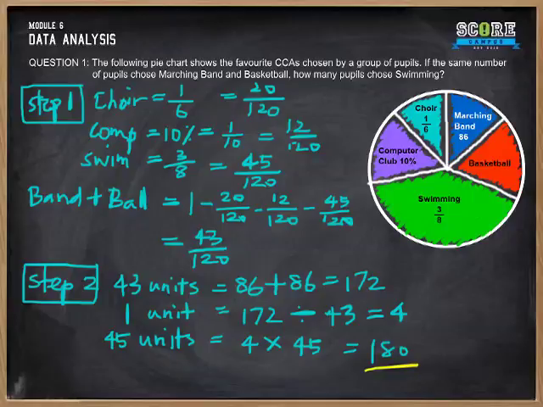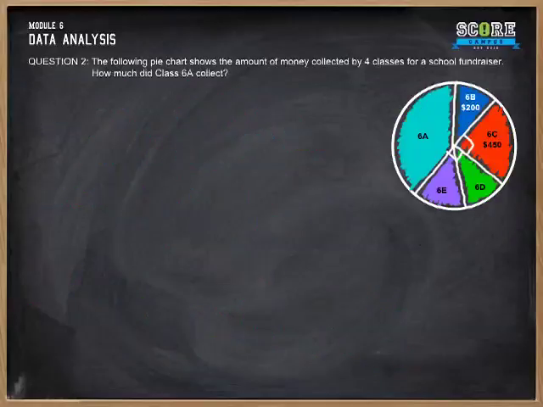Moving on. Question 2. The following pie chart shows the amount of money collected by 4 classes for a school fundraiser. How much did class 6A collect? Look at the pie chart. The figures are all there. We can tell from the pie chart that class 6A and 6B together collected half the total amount of money collected by all the classes. So let's find out the total amount of money collected by all the classes. Look at the pie chart. There's a figure there, right? 1/4 of the pie chart seems to be equal to $450.